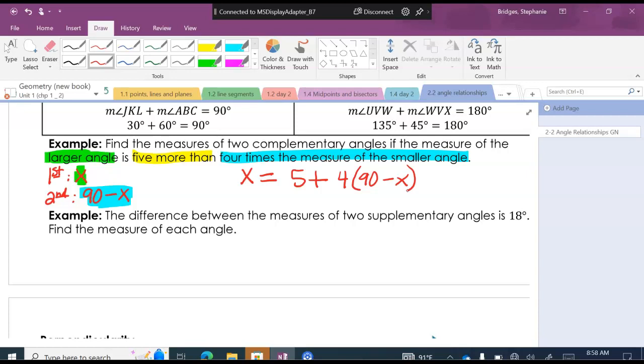I need to distribute, yeah. I got to multiply here before I can do anything else because multiplying comes before addition. This x is in parentheses, so I can't move it yet. So the very first thing we're going to do is distribute. So we're going to multiply that. 4 times 90 is 360. And 4 times negative x is negative 4x.